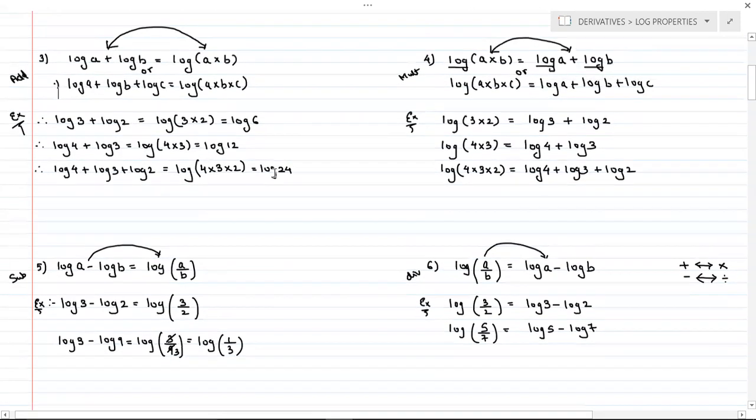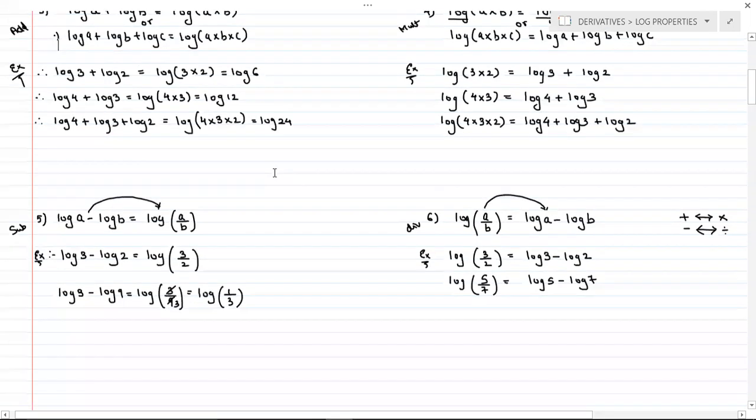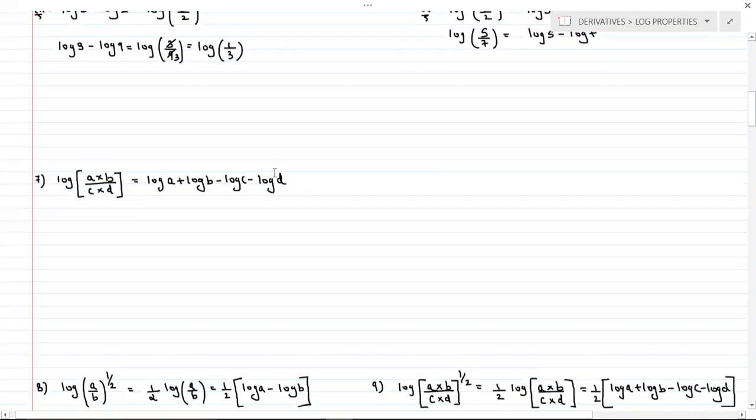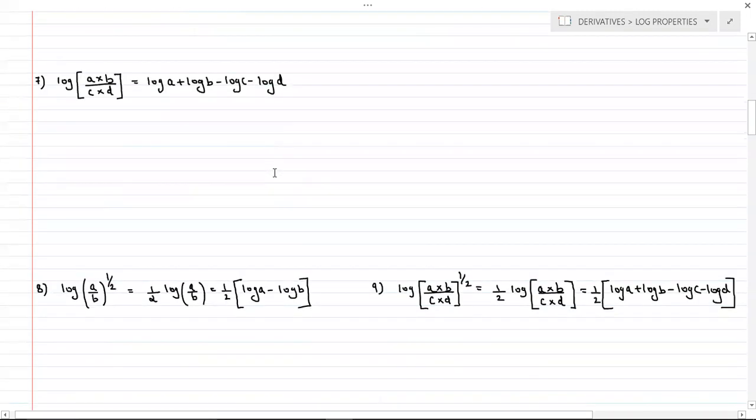Okay, so I hope you all understood the first 6 properties of the logarithm. Okay, so let's move on to the next one. Now the first 6 are the important properties. Okay, now this 7th, 8th, and 9th, actually it is not a property. Don't consider it as a property.